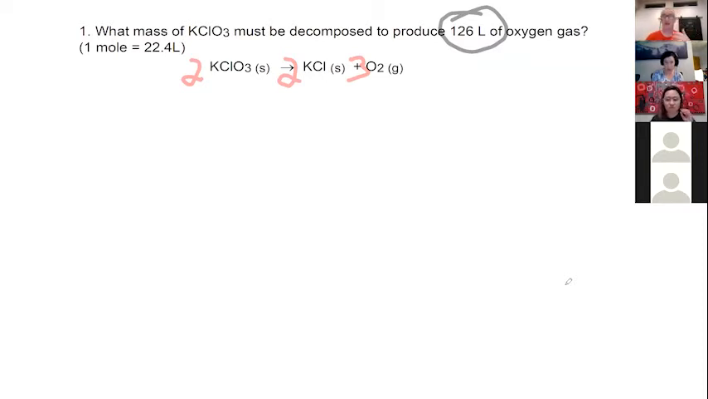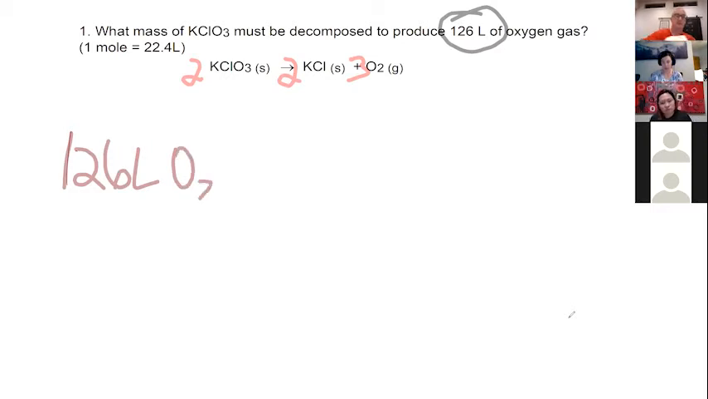I always write down whatever information I'm given. So pretty much the only information I've been given is that I've got 126 liters of O2. So what do I do with that information? Need to multiply that by something. What am I going to multiply that by? What units am I looking for? Moles, right? I'm looking for moles.